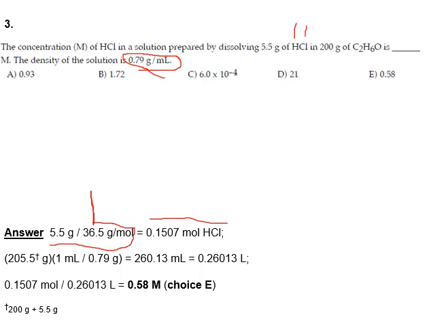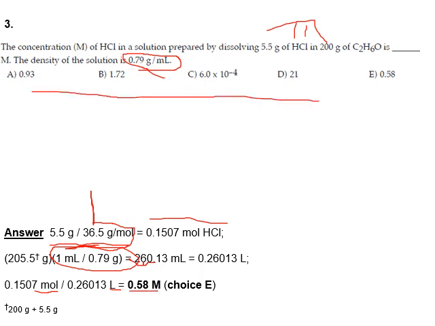I just turned this upside down and multiplied it by the total mass of the solution, where you have to add these two things together because you have both in the solution. So you have to add the total mass. That would be 205.5 multiplied by our conversion factor here, and we get 260 milliliters, which is the same thing as 0.26013 liters. So divide the moles by the liters, and you get the molarity. And I got 0.58, and comparing with the answer choices, here it is. So that is our answer choice E. Next.